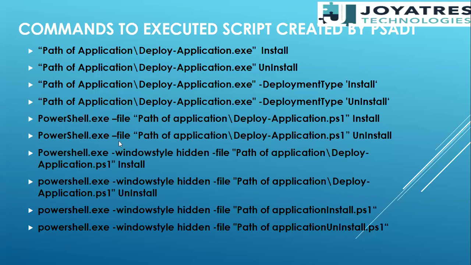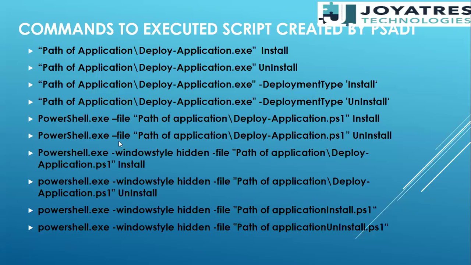If you want to execute it via that ps1, then you have to give the command powershell.exe -File, then specify the path of that ps1, and then give install for install, uninstall for uninstall. If you want to make the window style hidden, so that the prompt does not come while doing the installation, you can specify the command -WindowStyle Hidden. So it will run in a hidden way.